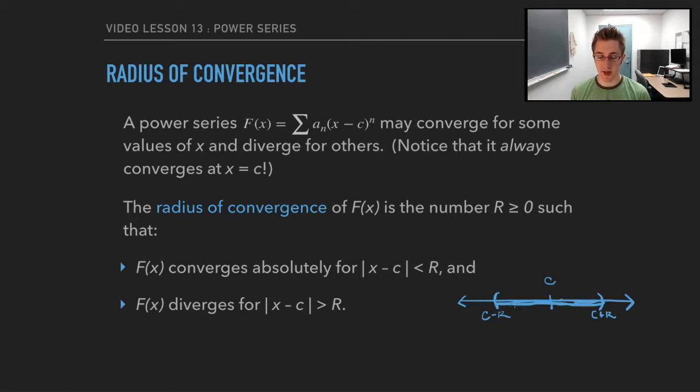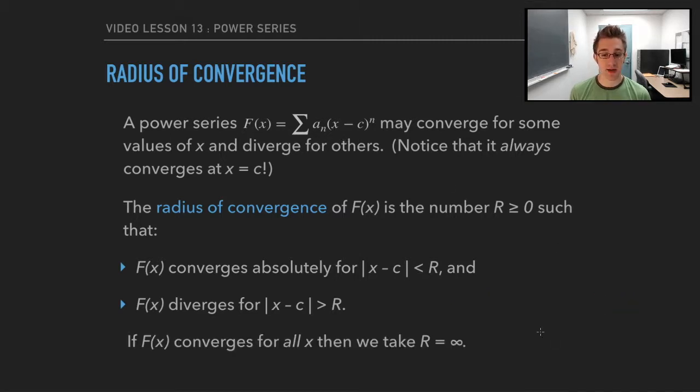And whenever I plug a number outside the interval on either side, I get a series that diverges. Okay, turns out there is always a number r that satisfies this. Okay, but it is possible that r is equal to 0, meaning that the series only converges when x is equal to c. It's also possible that r is infinity in the sense that the series converges for all x.